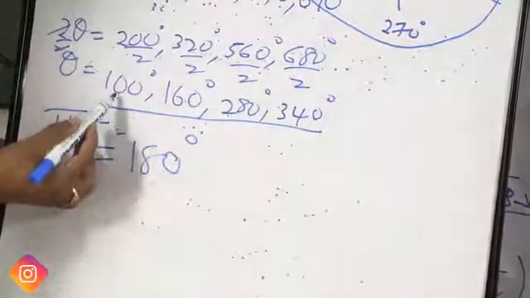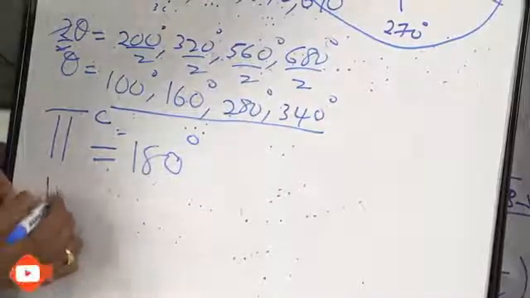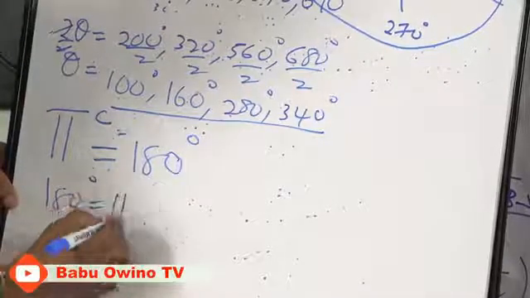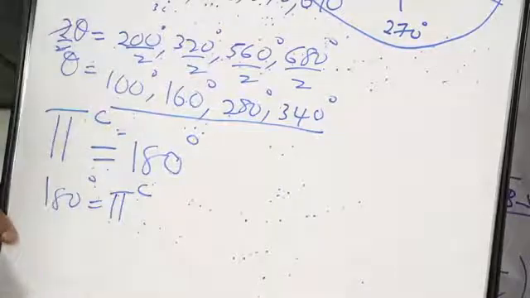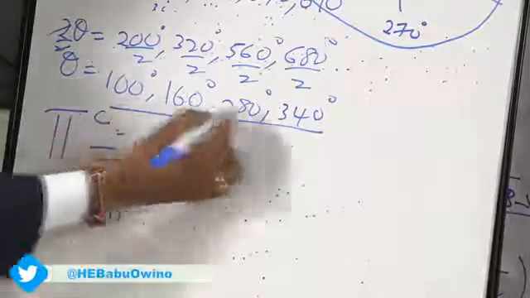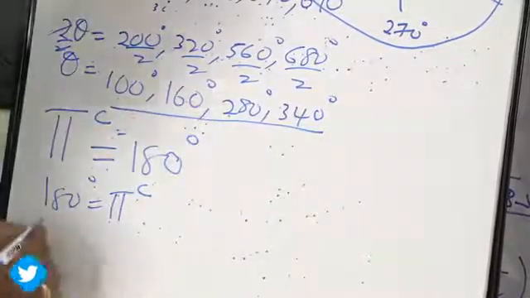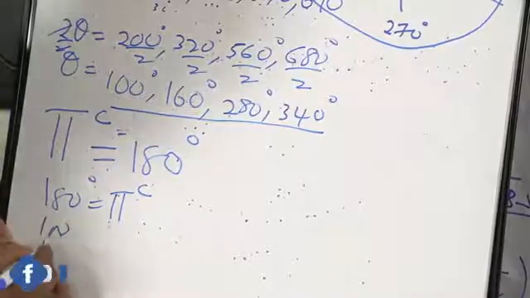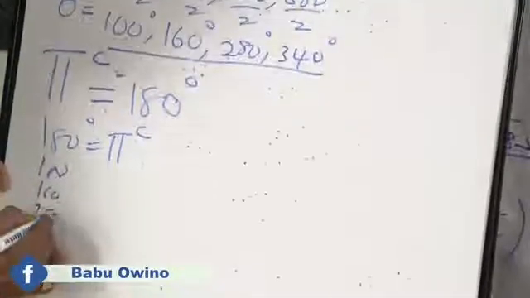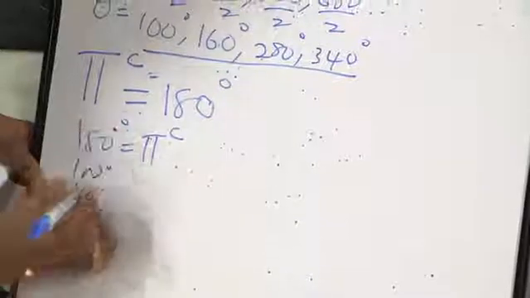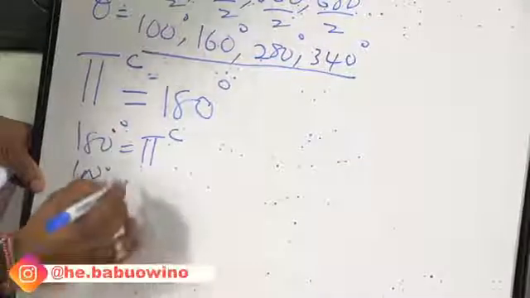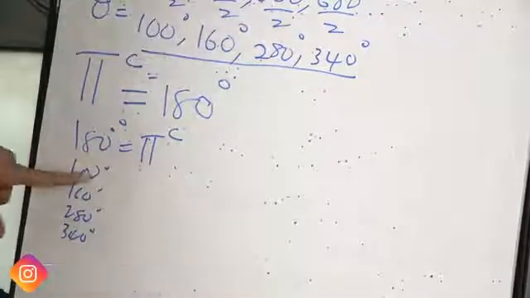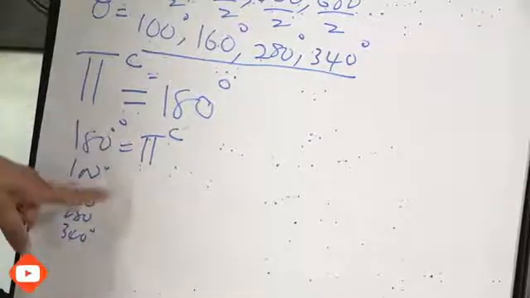Therefore, we want to convert this. If 180 degrees equals pi radians, what about all these angles? What about 100? What about 160? What about 280? What about 340 degrees? So you realize that we'll be multiplying 100 times pi, divide by 180.